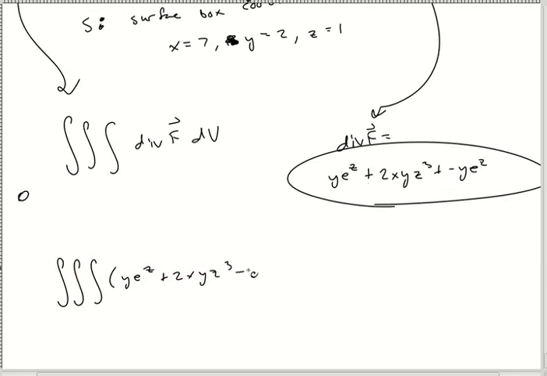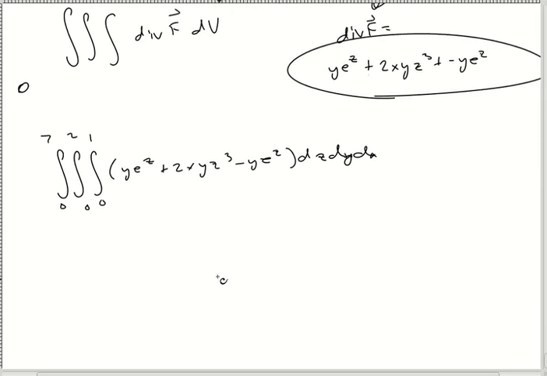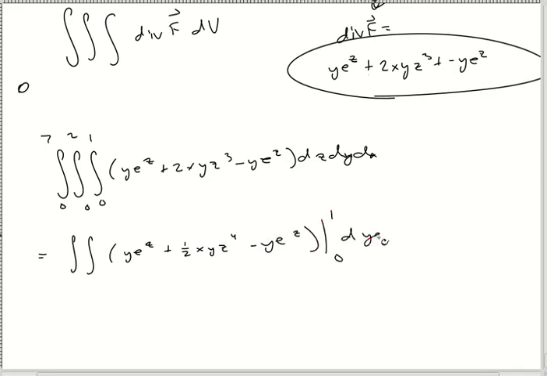Let me just go and put a minus there. Okay, dz, dy, dx, and so 0 to 1, 0 to 2, 0 to 7. And so keep cruising. In terms of z, e to the z doesn't do anything. We got z to the 4th over 4. So then we got y e to the z, I guess a 1/2 x y z to the 4, and then we get y e to the z again from 0 to 1, dy dx.